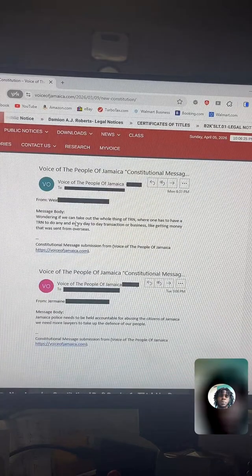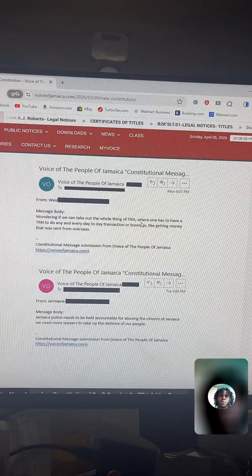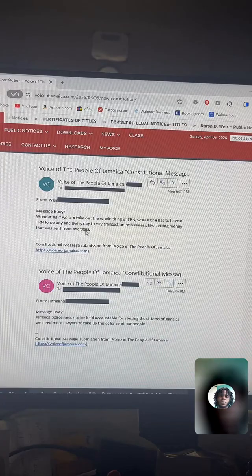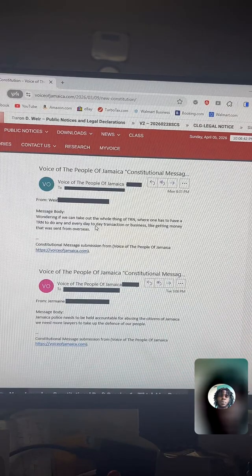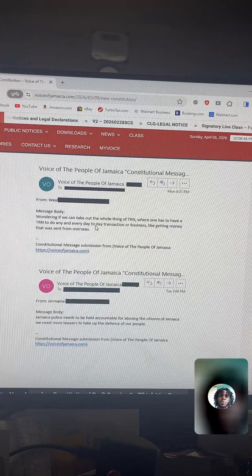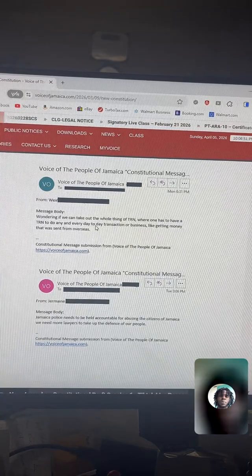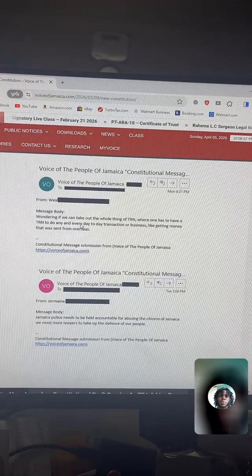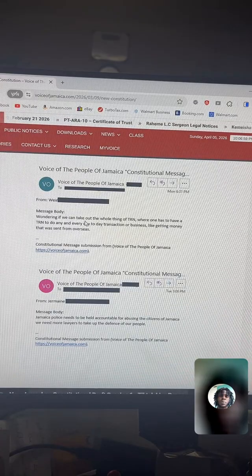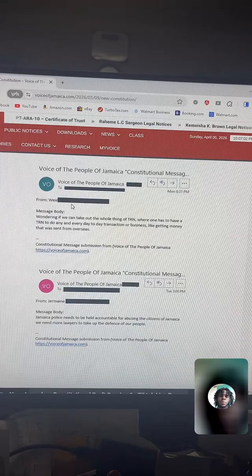I have another suggestion. Wondering if we can take out the whole thing of TRN, where one has to have a TRN to do any and every day-to-day transaction or business, like getting money that was sent from overseas. If we take away the TRN, this is not a good use case. We have to figure something out regarding identification, right? If we're going to replace something like the TRN, we would have to come up with some other identifying number.